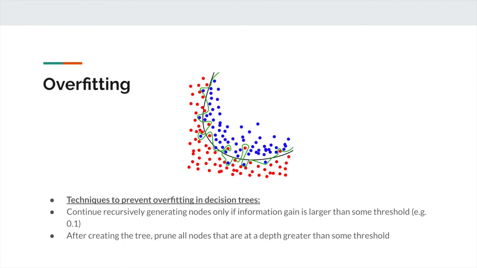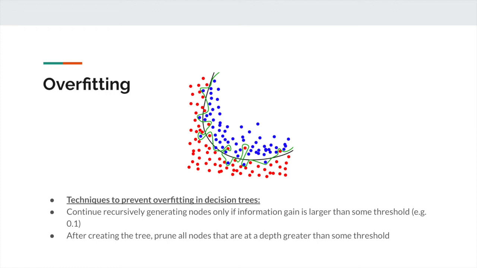One is to only keep asking questions if the information gain is larger than some threshold. And if no question that you can possibly ask has an information gain greater than that threshold, then just stop, right? So if at a certain point all the questions that you're asking are not doing that well in differentiating the different items in a certain node, just stop asking questions.